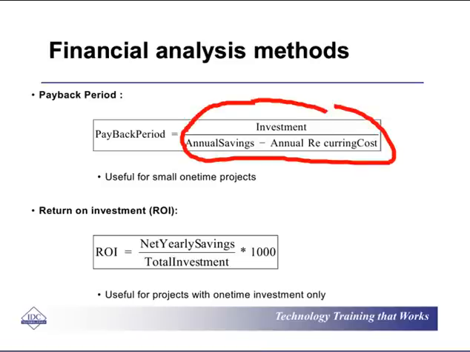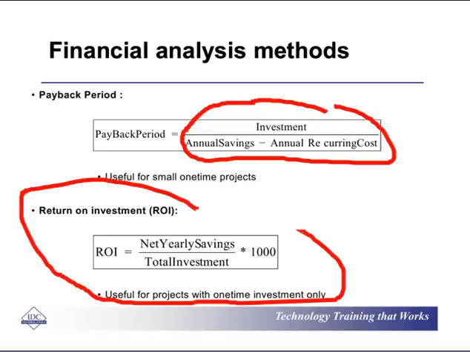Return on investment is obviously very popular. Again, for one-time investment only. Net yearly savings divided by total investment. So if you have savings of $100 and you have a total investment of $1,000, you can then work out your return on investment.